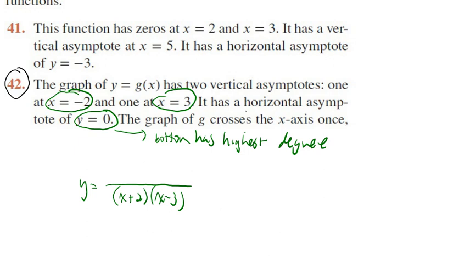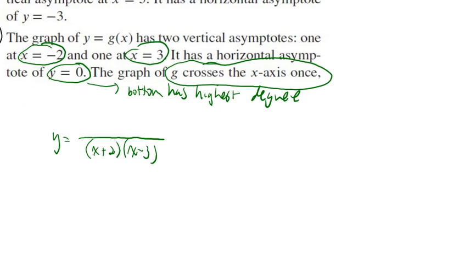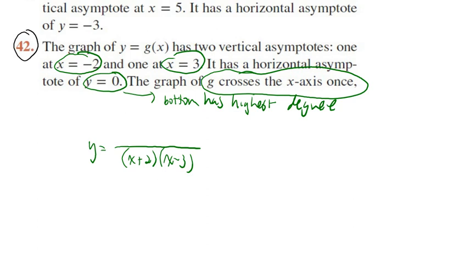The graph of g crosses the x-axis once. And it looks like it's about to say where. Did it say where and I missed it, or was it not there? It might be on the next page. So if it said at x equals 5, I'd put x minus 5 on top. But as far as what I copied, it doesn't say. G crosses the x-axis once.